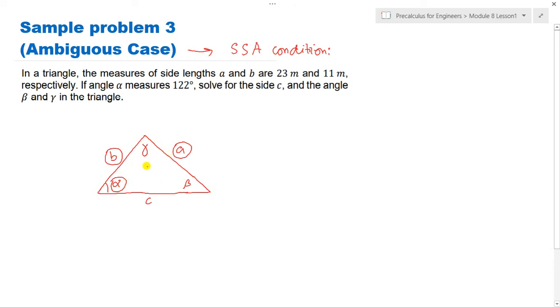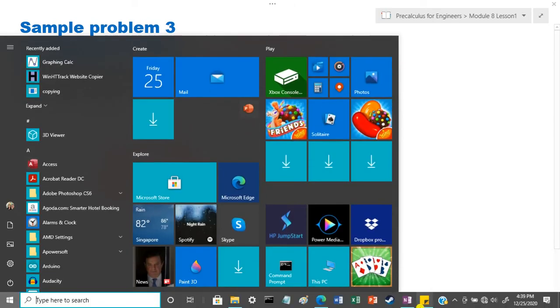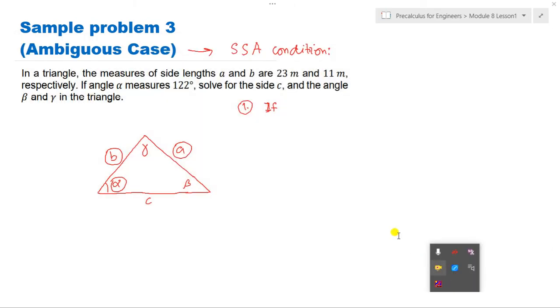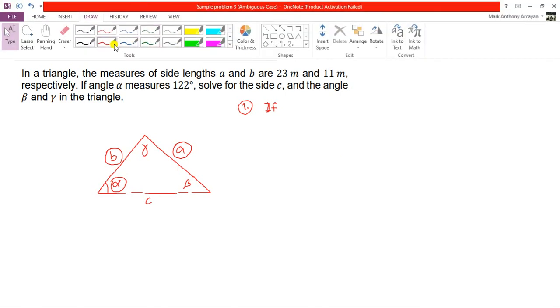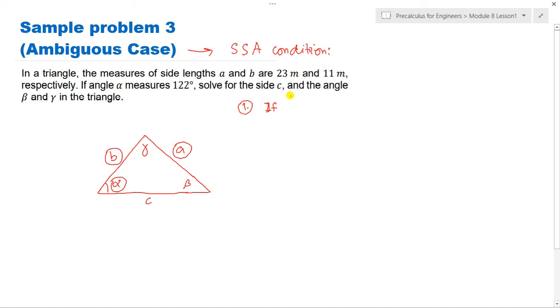Why? Because of the first condition. Okay, let's discuss, let's continue. So let's discuss the first condition.